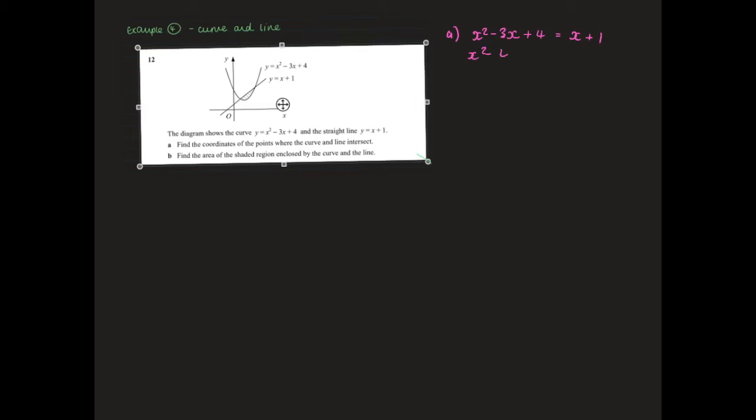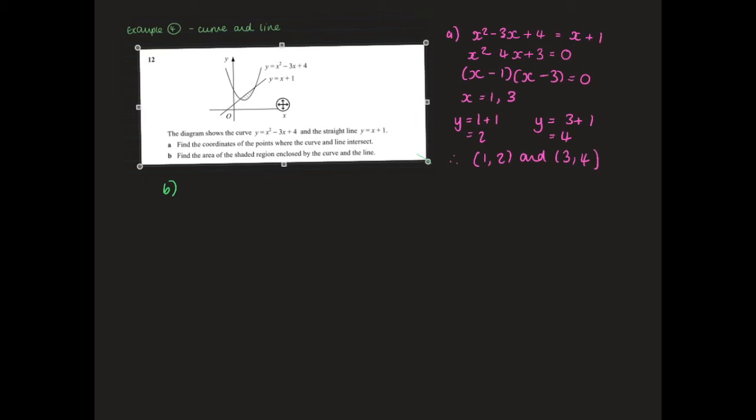So I end up with a quadratic, which I can factorize. And then I can put this into my y. And then I need to write down the final answer in coordinate form. So I know these coordinates now. Now I need to look at finding the area of the shaded region.